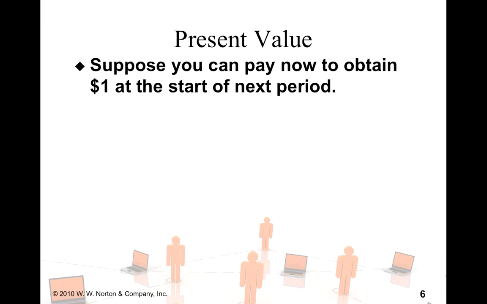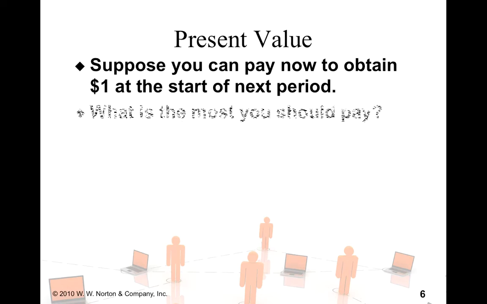Exactly opposite of future value is the idea of present value. Suppose you can pay now to obtain a dollar at the start of the next period. So it's like you are paying for the promise of receiving a dollar at the start of the next period. For the sake of this lecture, let's assume that there is no uncertainty about receiving that dollar. If you buy the promise, you will definitely get the dollar at the end of the next period. The question is, how much should you pay for such a promise?